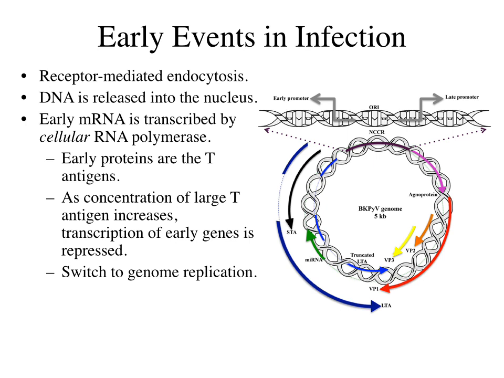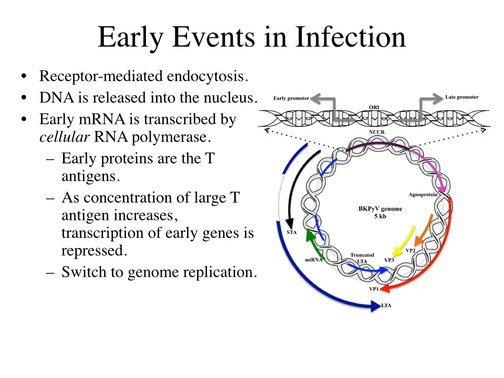The early structural region encodes two non-structural proteins, the large T antigen and the small T antigen, that are responsible for viral replication and gene transcription. The late structural region encodes three capsid proteins, VP1, VP2, and VP3.